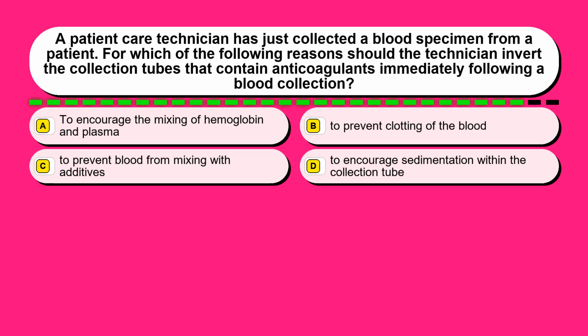Question 11. A patient care technician has just collected a blood specimen from a patient. For which of the following reasons should the technician invert the collection tubes that contain anticoagulants immediately following a blood collection? Option A, to encourage the mixing of hemoglobin and plasma. Option B, to prevent clotting of the blood. Option C, to prevent blood from mixing with additives. Option D, to encourage sedimentation within the collection tube.